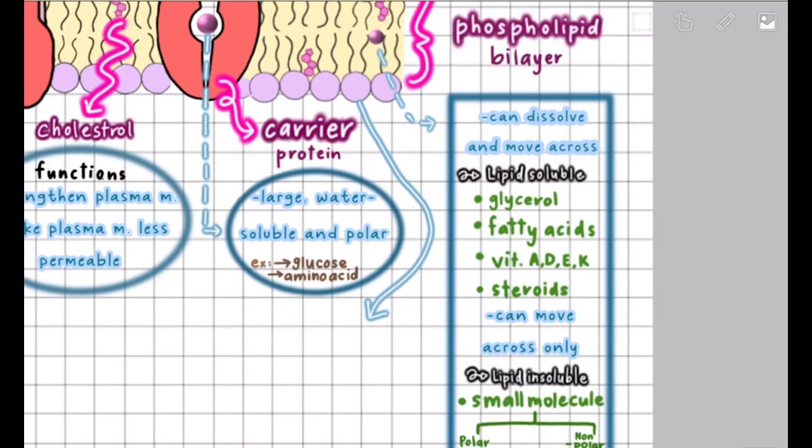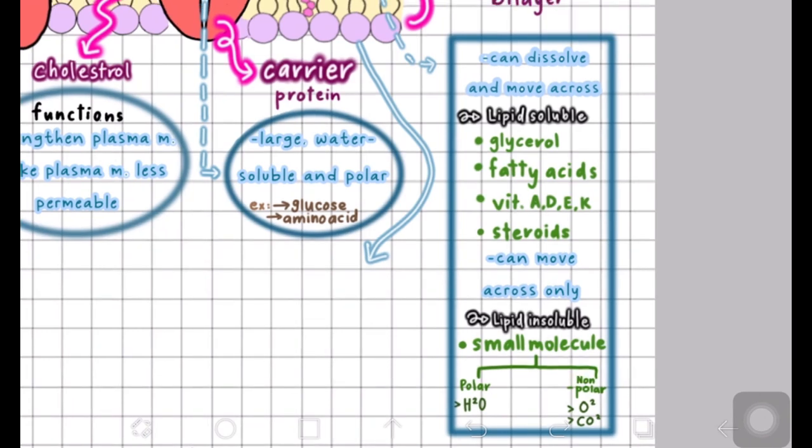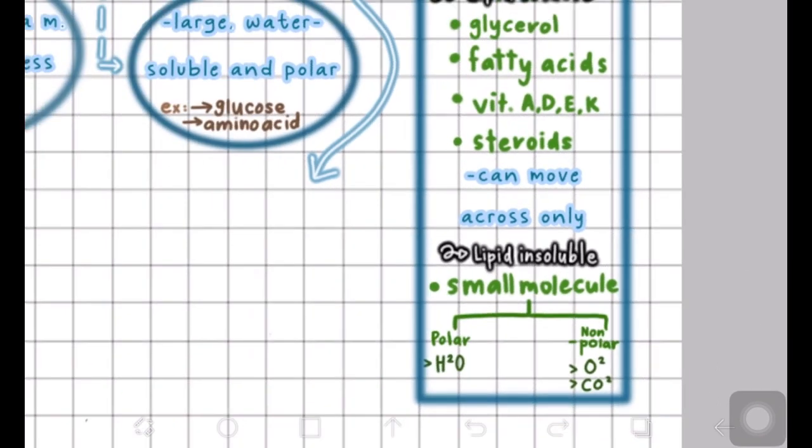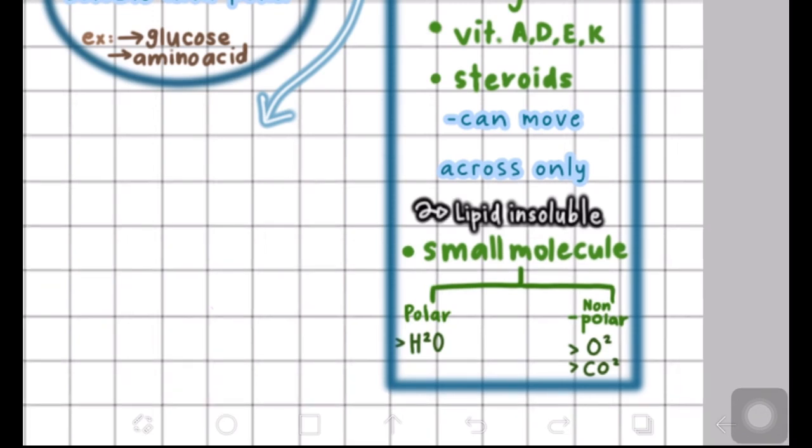And lastly, we have substances that can dissolve and move across the phospholipid bilayer. First, we have lipid soluble substances, which are glycerol, fatty acids, vitamin A, D, E, and K, and steroids. Second, the substances that can move across only are lipid insoluble. They are small molecules and divide into 2, which are polar molecules and non-polar molecules. For non-polar, examples are oxygen and carbon dioxide.